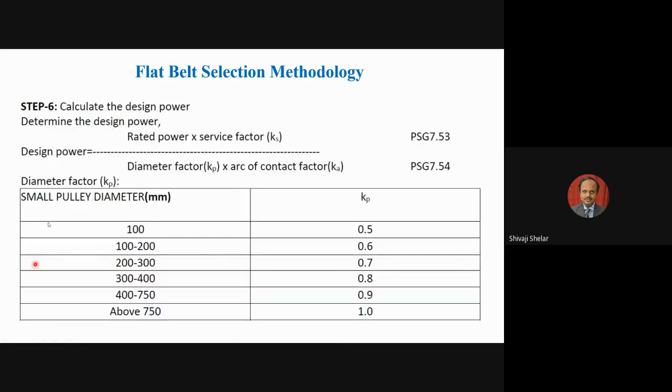Next step is step number 6, calculating the design power. The design power will be calculated from the rated power, which is calculated in step number 5. That rated power will be multiplied by the service factor or load factor. This data is available on PSG 7.53. It is divided by the arc of contact factor K, which is available on page 7.54, based on your minimum angle of contact on the smaller pulley. So this factor will be taken.